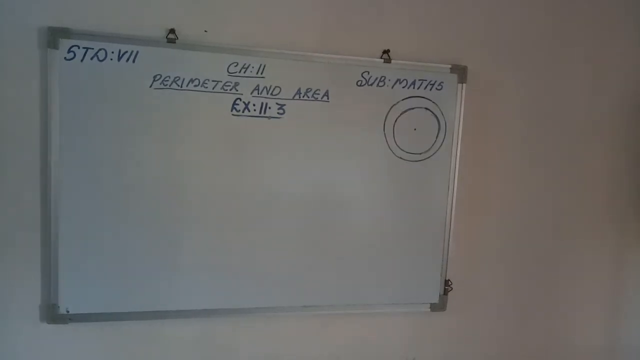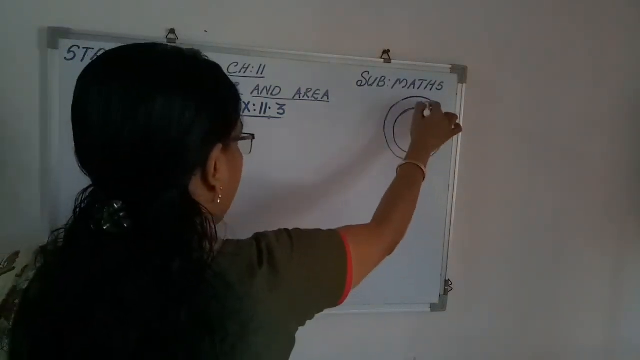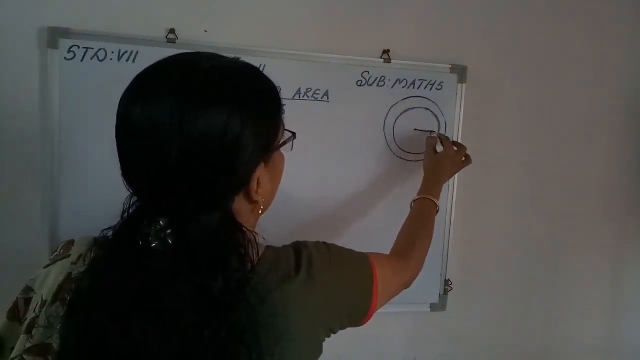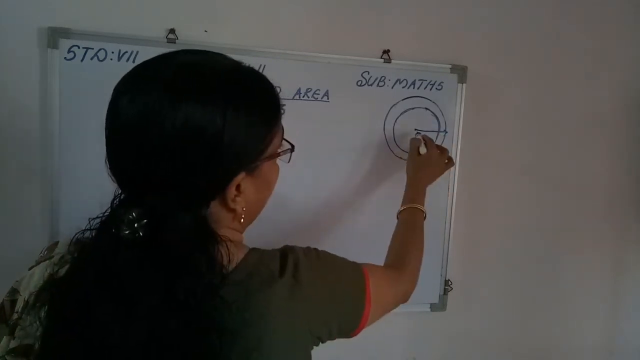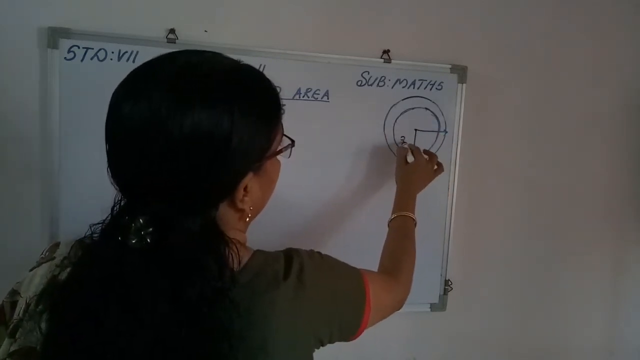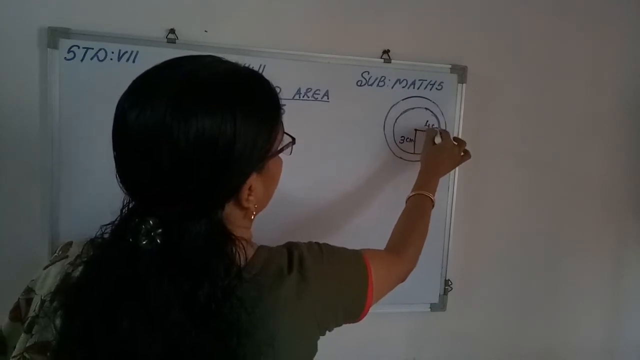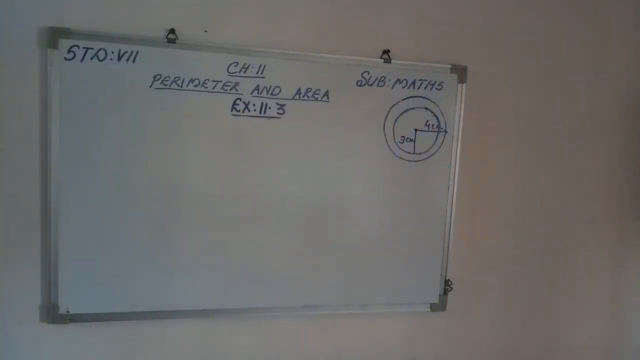Now question 5. From a circular sheet of radius 4 cm, a circle of radius 3 cm is removed. See the figure? The first sheet of radius 4 cm. So this is 4 cm, and from that how much is removed? 3 cm is removed. A circle of radius 3 cm is removed. Find the area of the remaining sheet.